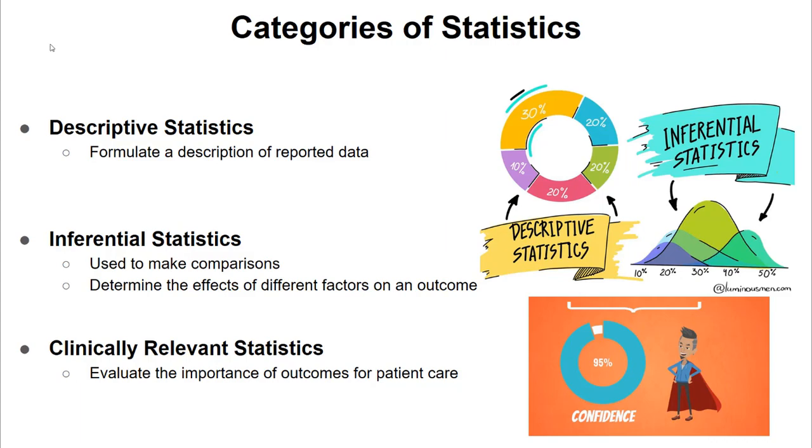Next week, we're going to talk about clinically relevant statistics. Oftentimes, inferential statistics give you a yes/no answer, while clinically relevant statistics, such as confidence intervals and effect sizes, are going to tell you not really yes or no, but is there any effect or any difference when you apply this intervention to the patient population? The rest of this PowerPoint is going to be describing descriptive statistics.